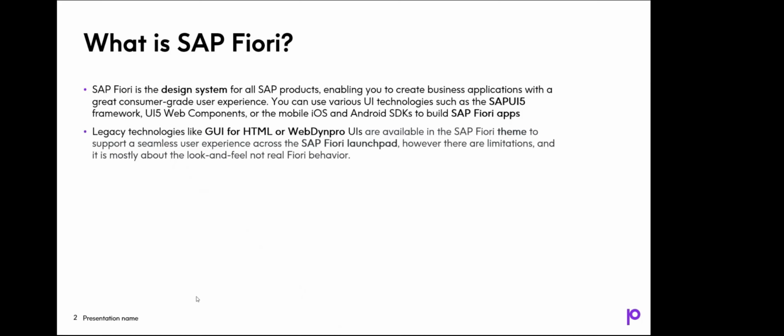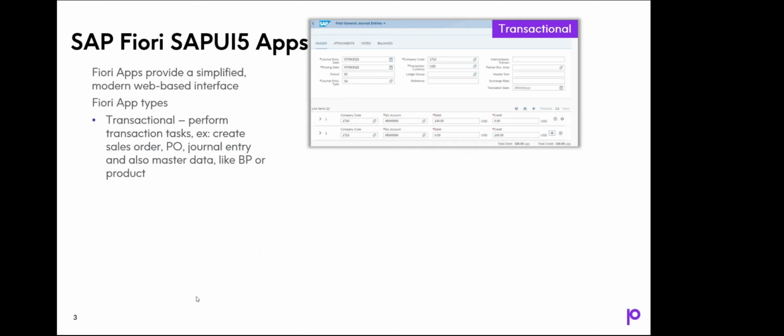Now with Fiori, there are mainly three types of Fiori apps that SAP have released. The first category is transactional apps, which is basically performing various transactions for data objects. So this could be creating a material, creating a business partner, sales order, purchase order, updating existing data. So it's very transactional, data input in nature.